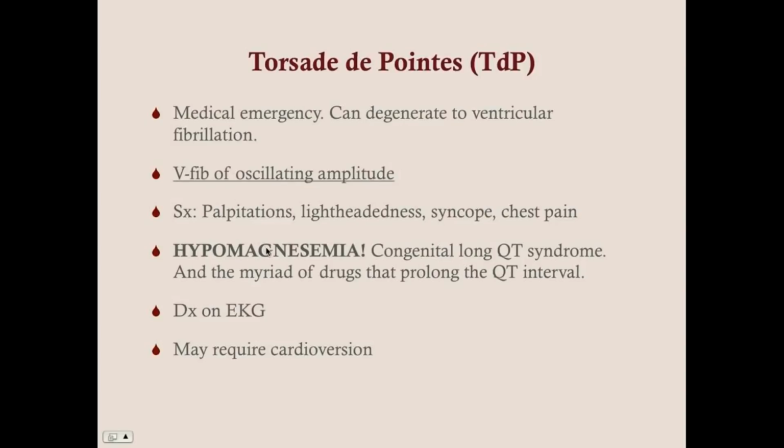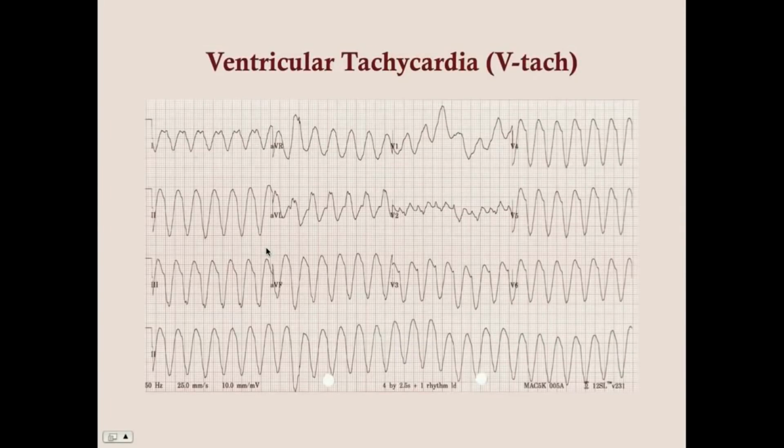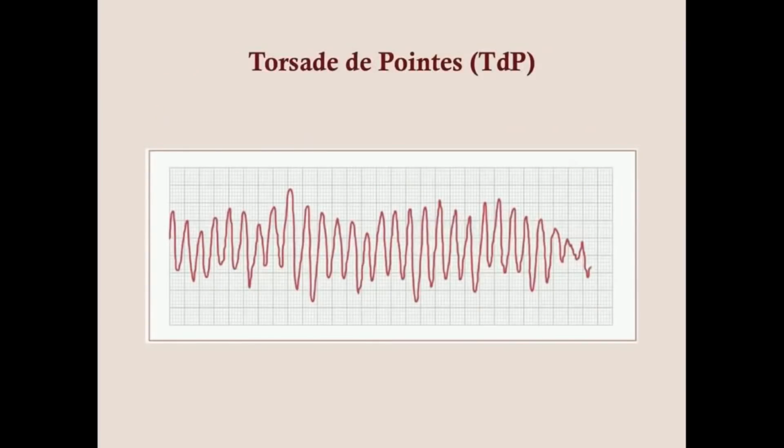So again, this is diagnosed on EKG, and we treat this in a specific way because magnesium will usually bring the patient out of Torsade de Pointes. So, okay, look at V-tach here. See how that looks? Now look at Torsade de Pointes. See how this is oscillating? Going up and down and up and down. That's a specific kind of V-tach known as Torsade de Pointes.